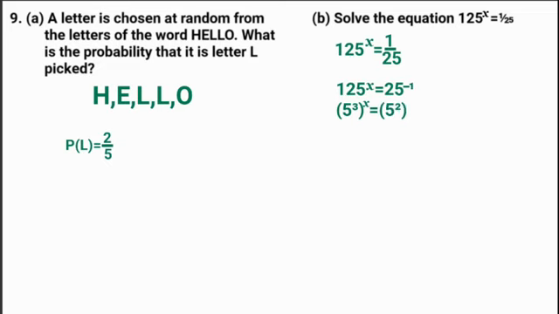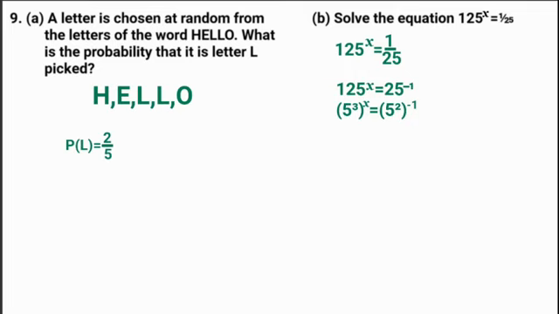25 written in exponential form, which is 5 squared, raised to the power of negative 1. When you look at the numbers in brackets, they have the same value as the numbers in the previous stage. So 125 and 5 raised to the power of 3 have the same value, and the same applies with 25 and 5 raised to the power of 2. Now next we are going to multiply the powers.